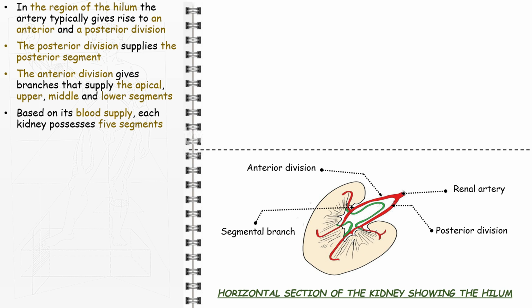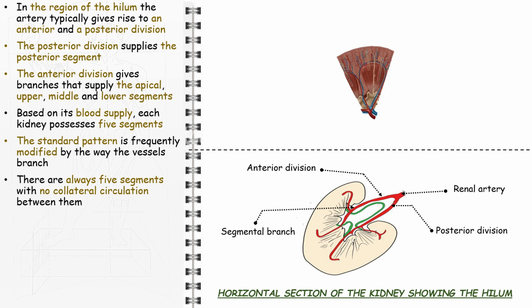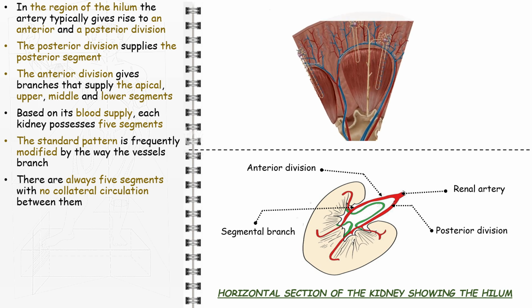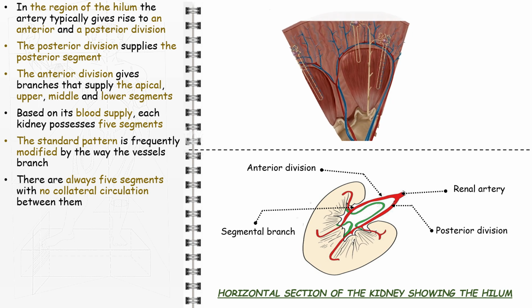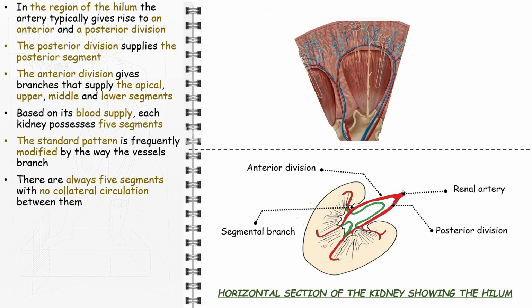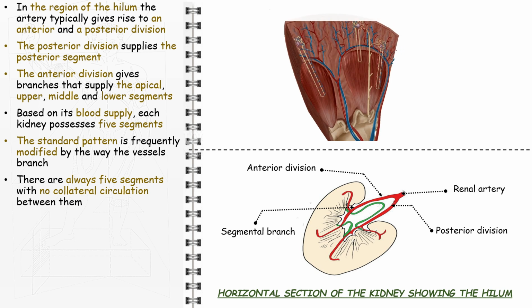The standard pattern is frequently modified by the way the vessels branch. There are always 5 segments with no collateral circulation between them. The segmental arteries give rise to interlobar arteries. The latter give rise to the arched arteries that project towards the base of the pyramids of the medulla, giving rise to the interlobular arteries in the cortex. The interlobular arteries define renal lobules.